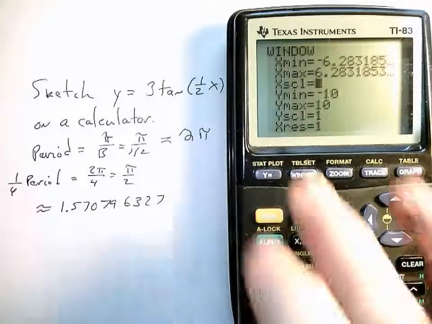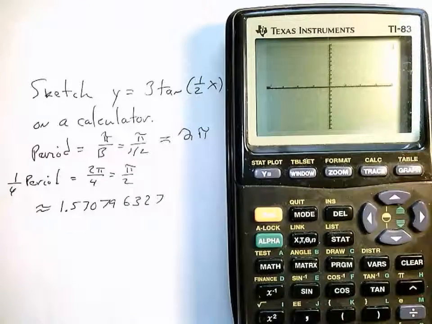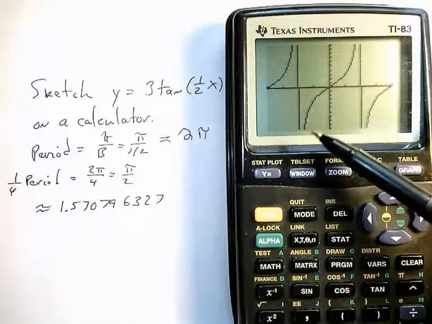My scale here I'm going to make pi over 2, which again was 1/4 of the period. And I'll leave my y's as they are for now. I'll graph and see what I got here. Okay, and so you can see this is a good looking graph.